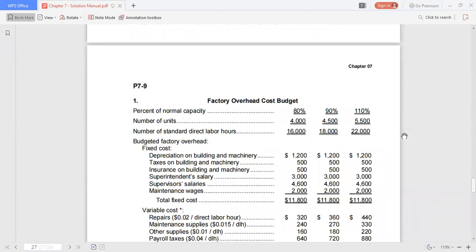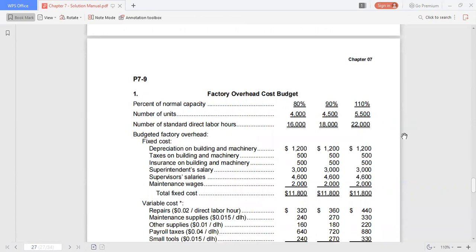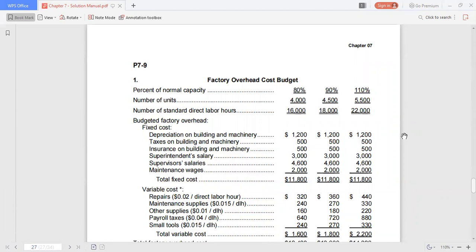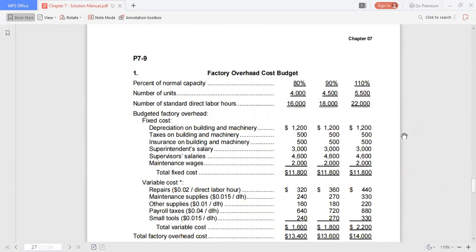For the payroll taxes, again, we have 800 divided by 20,000 direct labor hours. So we get 0.04 per direct labor hour. And for small tools, dividing 300 by 20,000 direct labor hours, we get 0.015. Now, with the fixed cost of 11,800, we add the total variable cost of 1,600, 1,800, and 2,200, depending upon the capacity level.